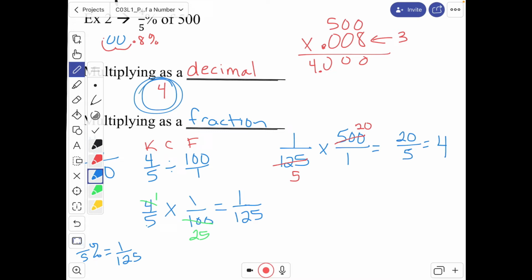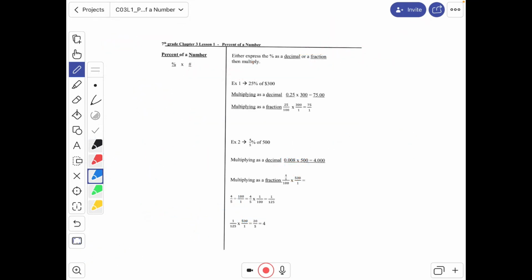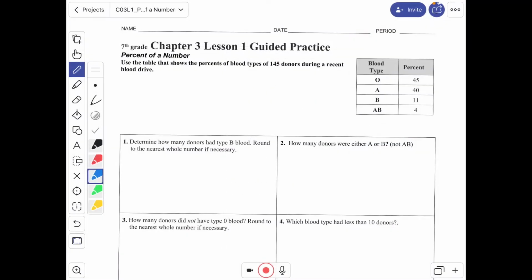You can use whichever way is easiest for you today on the worksheet. If you missed any of that, there is a copy of the notes on the website. Just need to Google Mrs. Carr, JMS, and you'll find all of these worksheets, including these notes for today. You need the Chapter 3, Lesson 1, Guided Practice, Percent of a Number worksheet out of your binder.